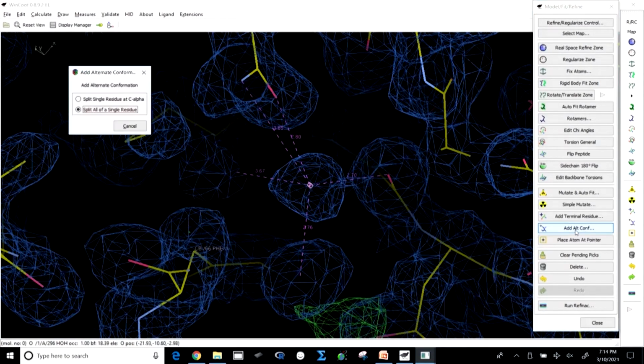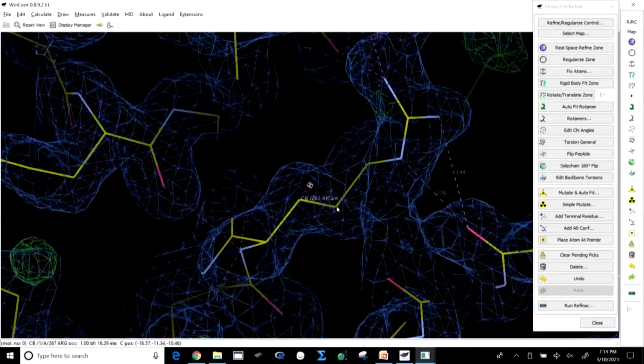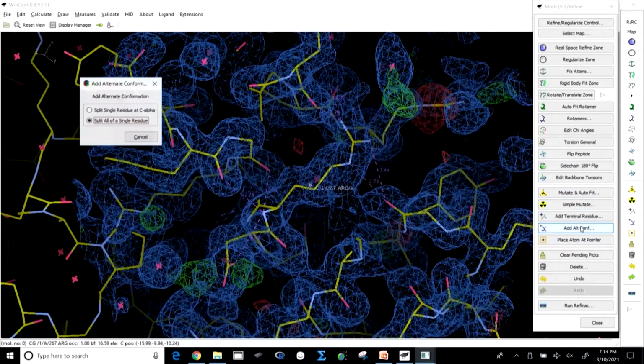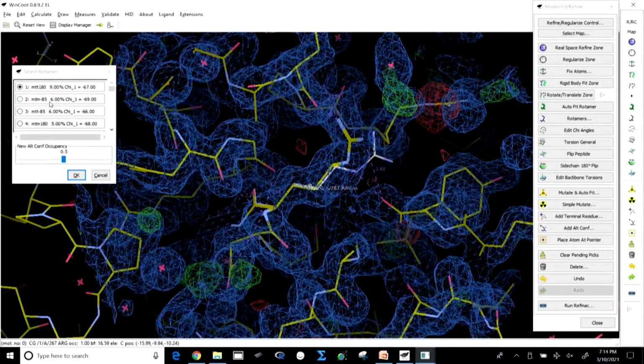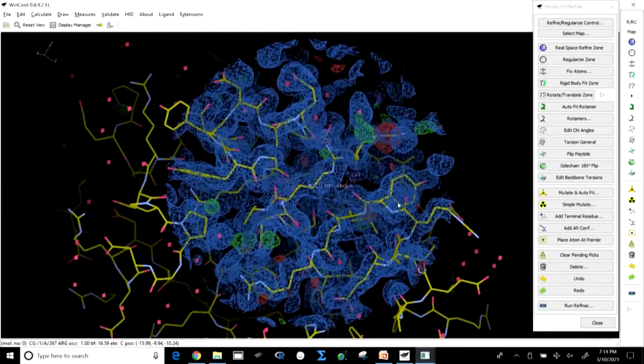So, you could add alternative conformation. Any amino acid side chains, if you feel that they have two conformations, you take add alternative conformation, split all of a single residue or split single residue at C alpha. You could take the choice and you see you get two conformations. Now, you could settle in this conformation or that conformation in any way, or you could also do it manually. Okay.